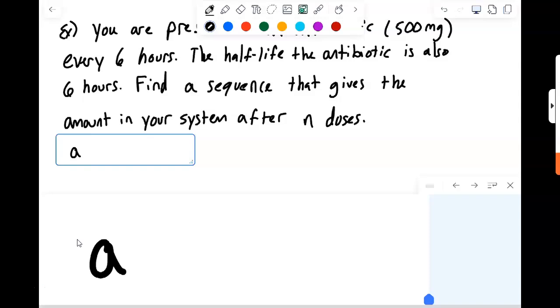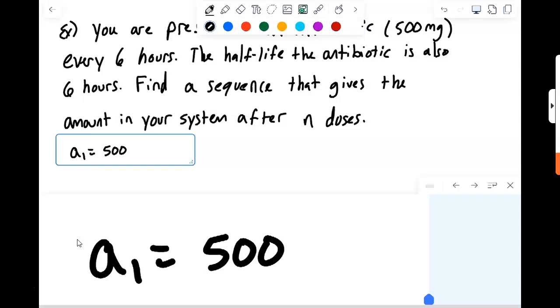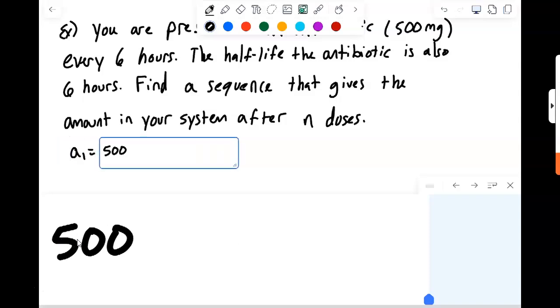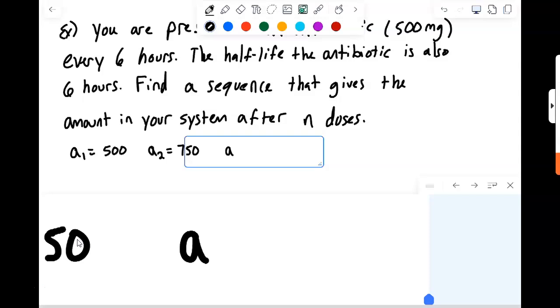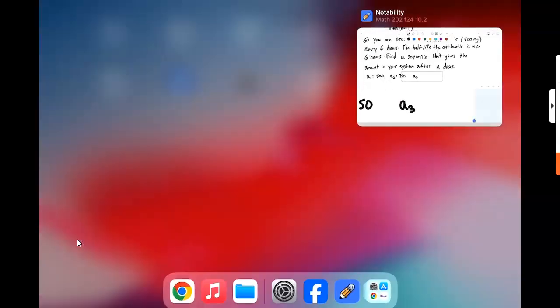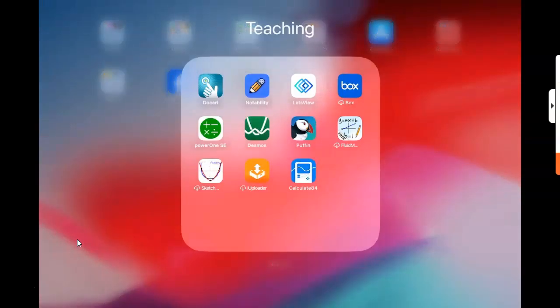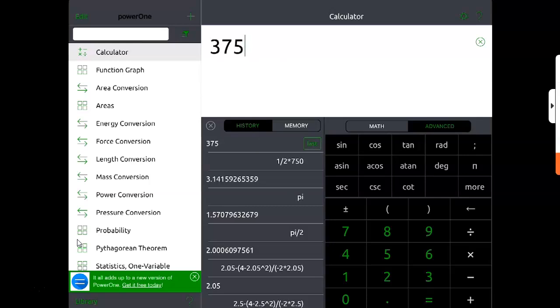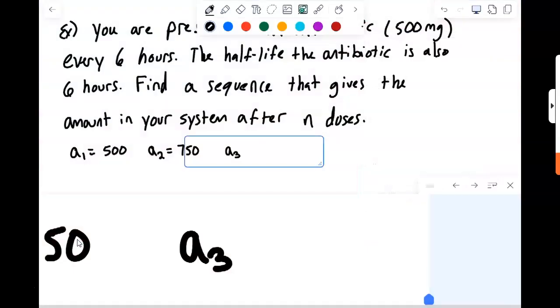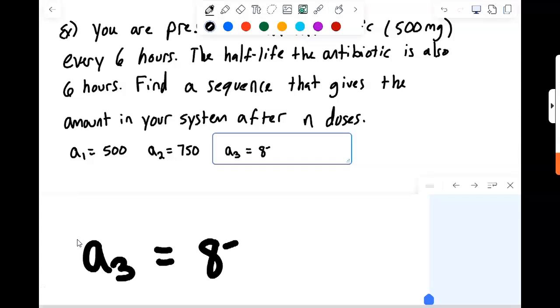we know, of course, that after the first dose, there's 500 milligrams in your blood system. When you take the second dose, that 500 has decomposed down to half, and then plus the new 500 would put us at 750. Okay. And then we come to our third dose. Now that 750 will have decomposed by half. So half of 750 would put us at 375 plus the new 500 dose. So A3 will be 875.